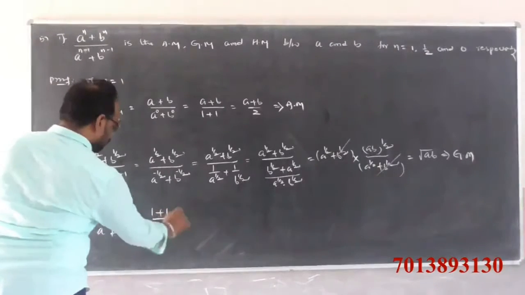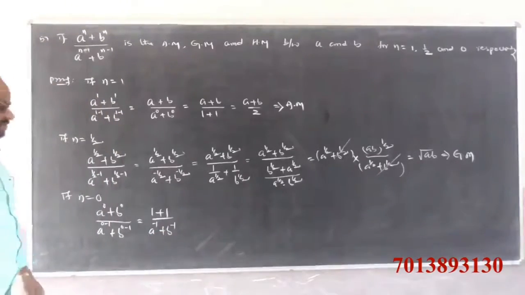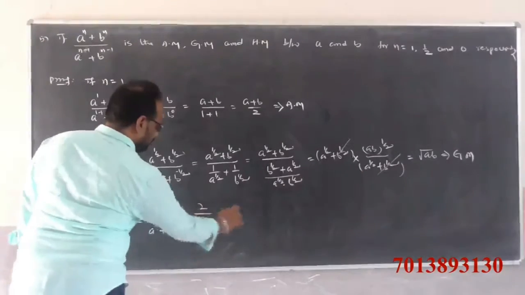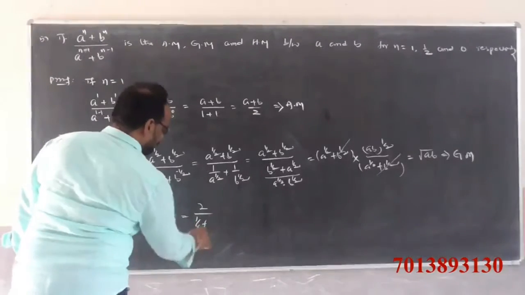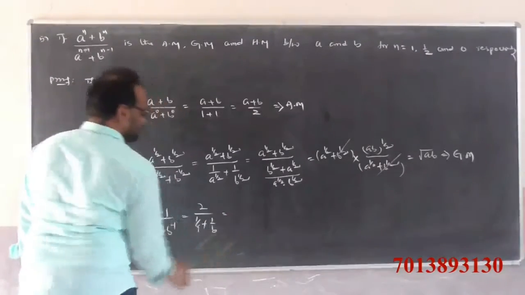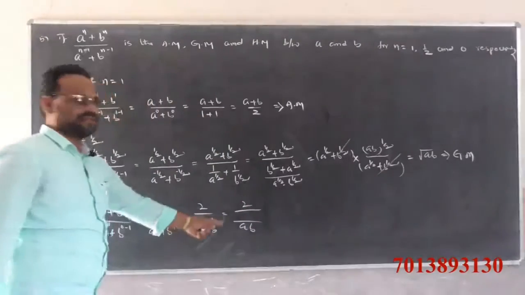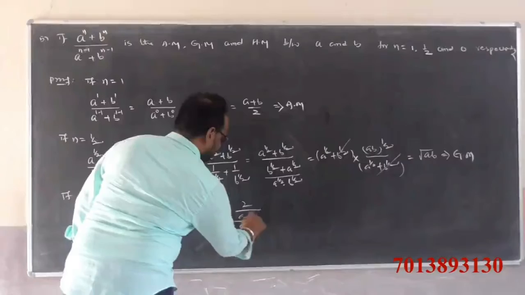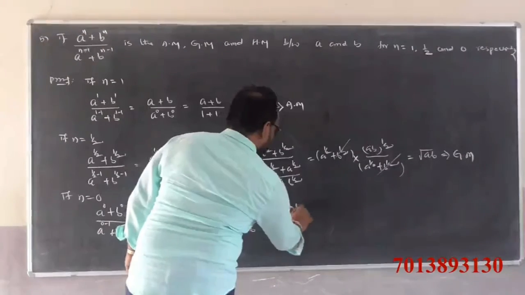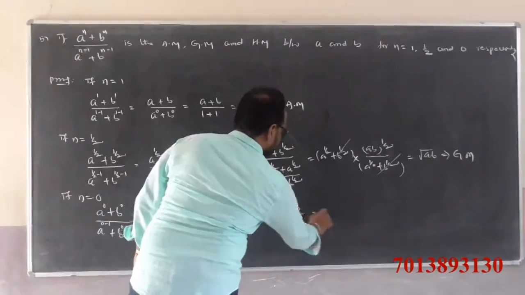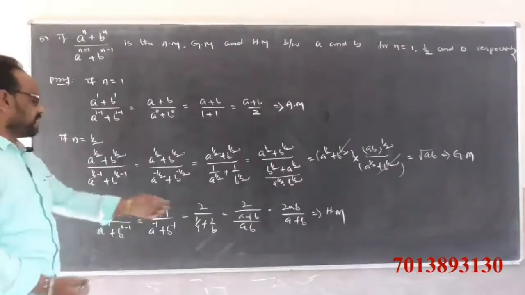1 plus 1 by a to the power minus 1 plus b to the power minus 1. That is equal to 2, since 1 plus 1 is 2. A to the power minus 1 can be written as 1 by a, plus 1 by b. If you take the LCM, 2 by (a plus b by ab), which in reciprocal gives 2ab by a plus b. That is nothing but the harmonic mean between any two given numbers a and b.